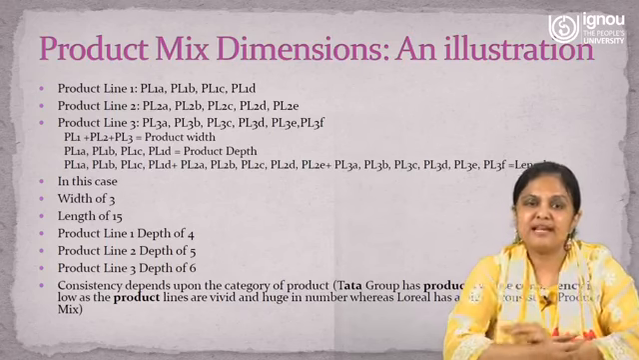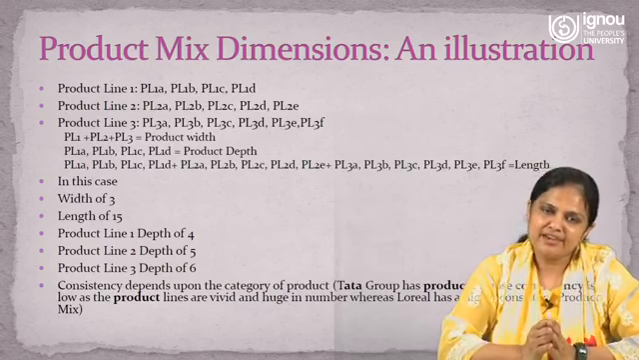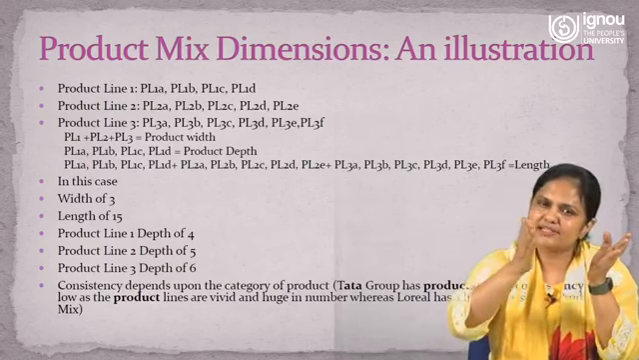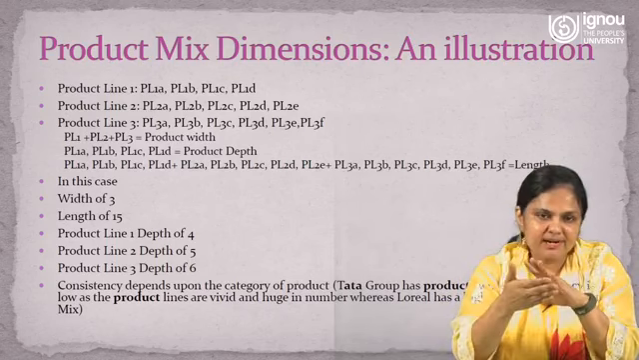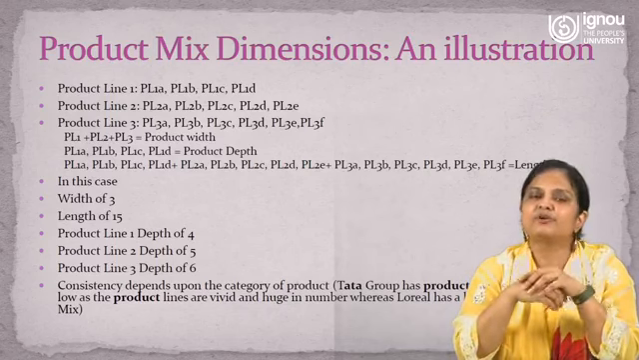When we talk of the length of the product mix, we have to talk of all the products that the company is offering. That means 4 products in product line 1, 5 products in product line 2 and 6 products in product line 3.